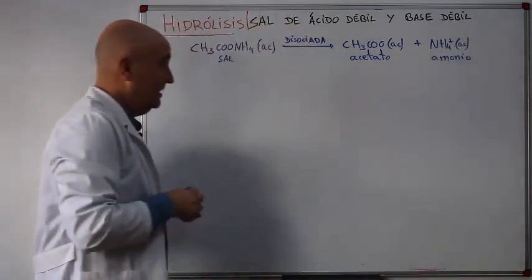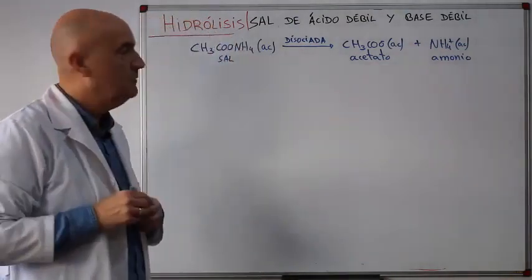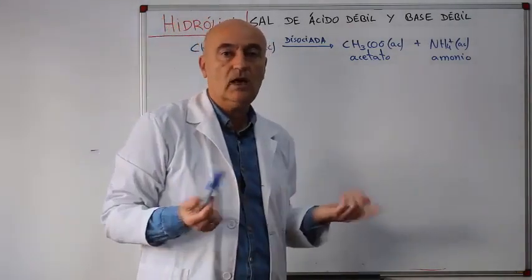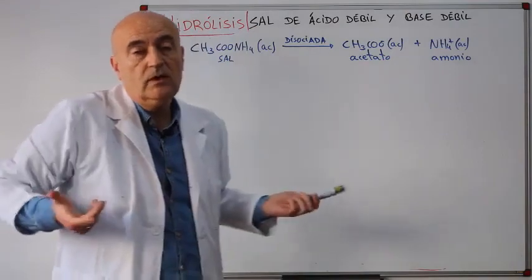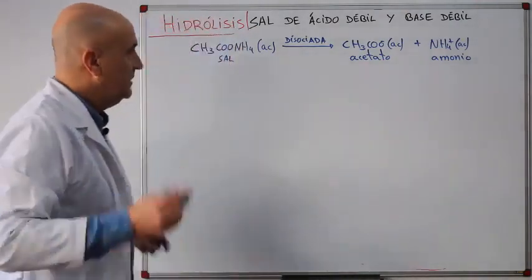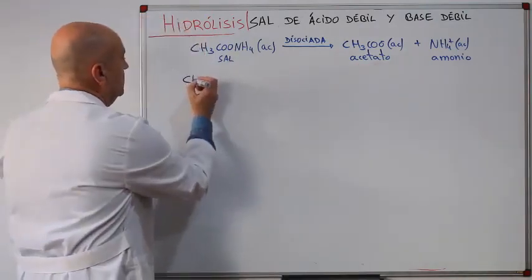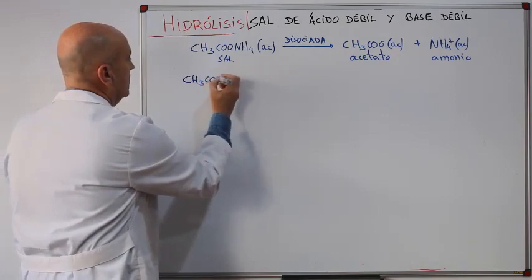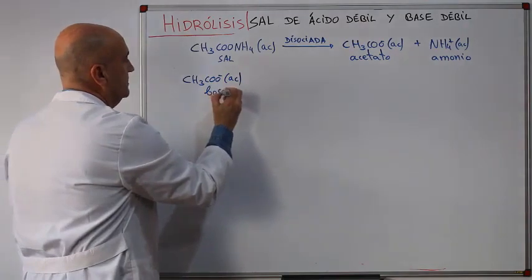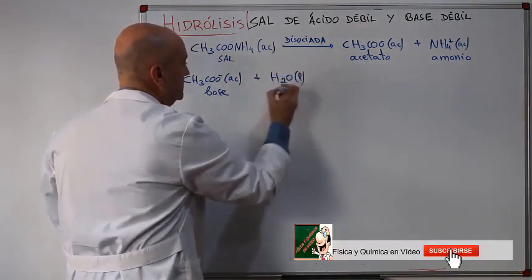In principle, the salt should be neutral, a neutral pH, until we see the potential reactions of the acetate and ammonium ions with water, which is amphoteric and therefore could act either as an acid or a base. If acetate reacts with water, let's write down the reaction. CH3COO minus, here we have the acetate. This would be the base. Then the water, the liquid water, would be the acid.